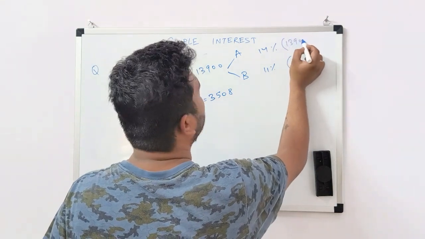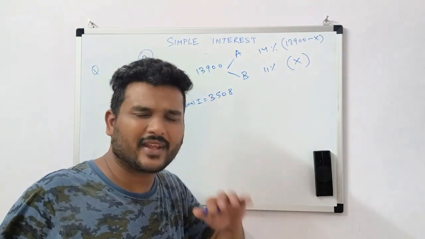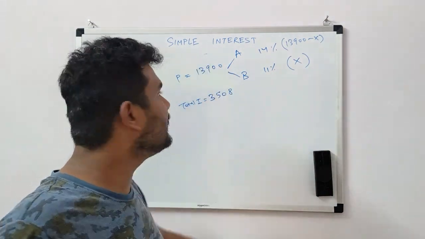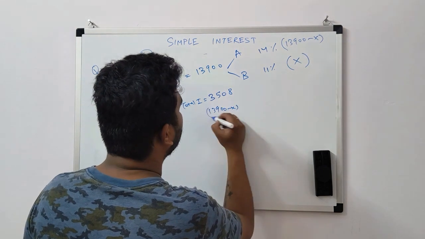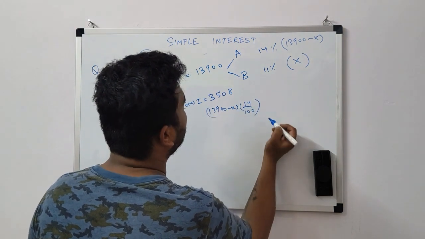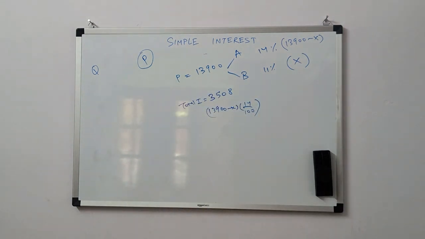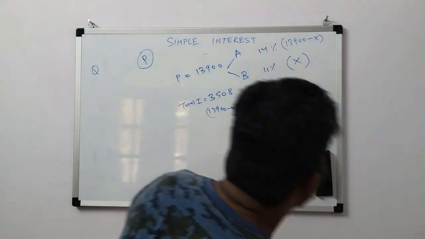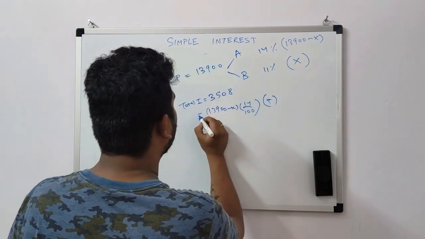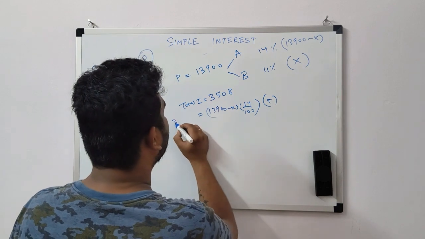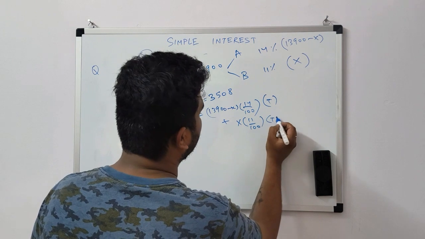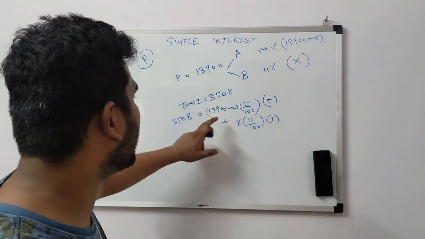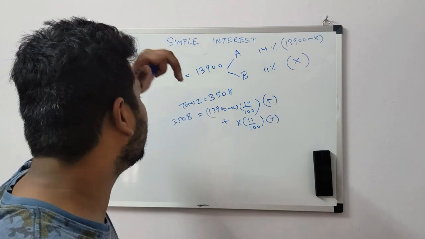This will automatically become 3900 minus X. Take it as Y. Try to minimize the variables always. Interest formula, 3900 minus X, 14% where? Time we don't know. Do we know the time? Invested this. Okay, it has to be cancelled then, and just put for now. This is 3508. No, this is total. So X into 11 upon 100. Again, I think it has put for the same time. So we have time and X as two variables.